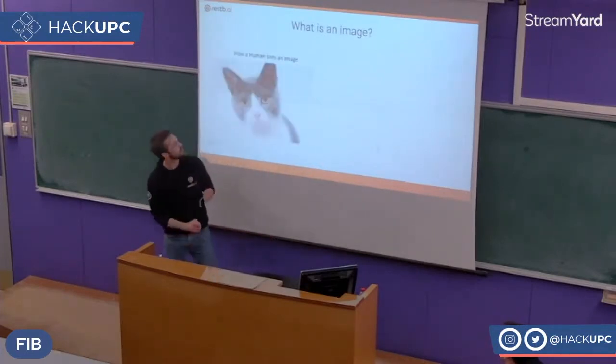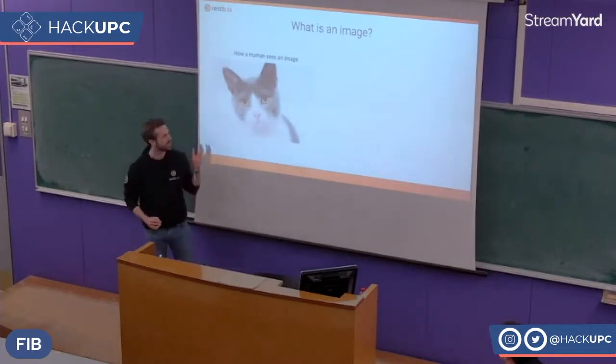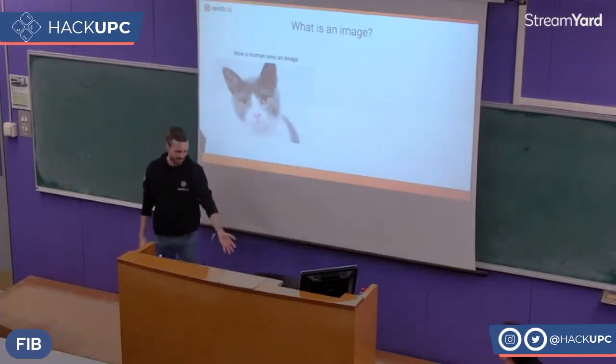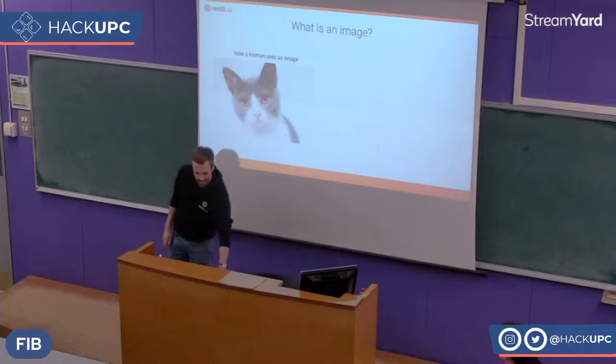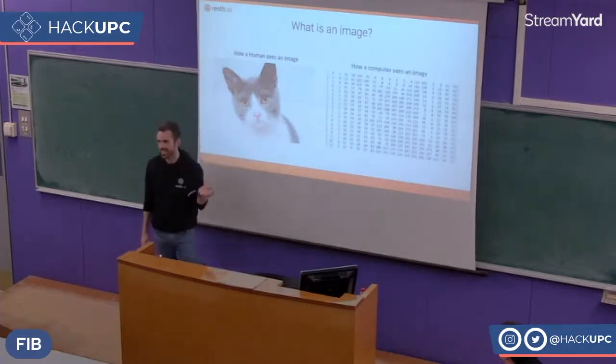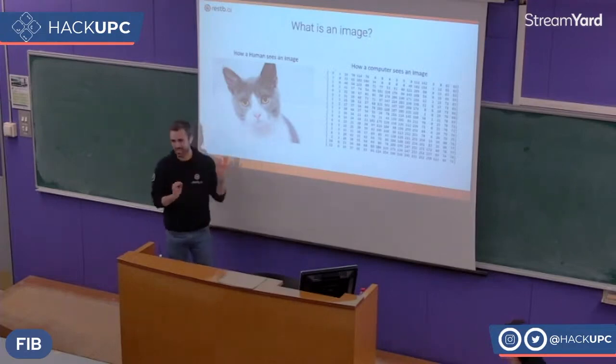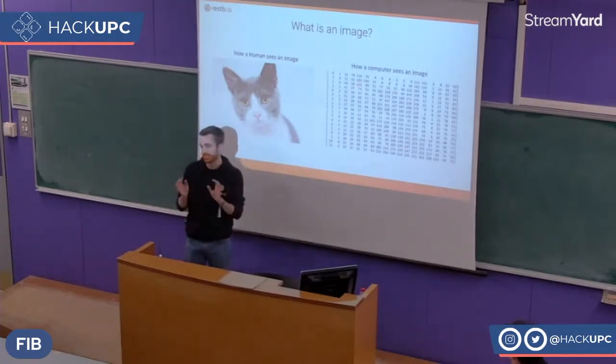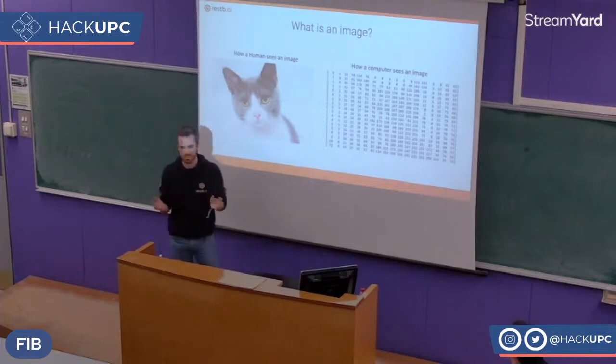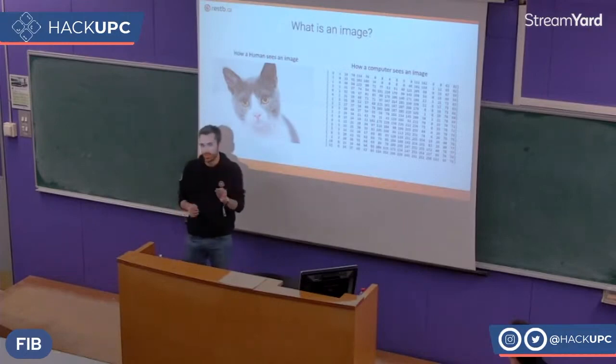That's an image of a cute cat, and that's how we humans see it. But as you probably know, a computer actually sees something more like this. An image is an array of data. Each pixel has a value. Normally, we have values from 0 to 255 because we represent images with 8 bits. And 0 is a black pixel, 255 is a white pixel.